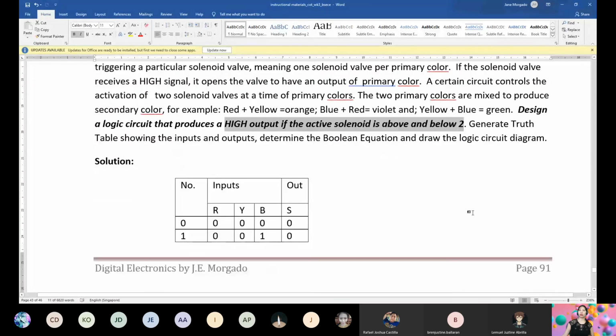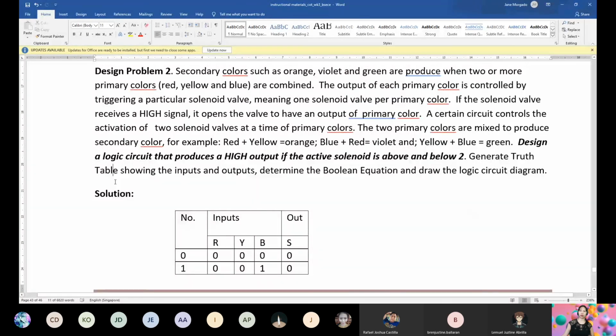Generate the truth table showing the inputs and outputs, determine the Boolean equation, draw the logic circuit diagram. So take note, we have no don't care here. Di ba? Kasi importante yung, ayan, parang no gray area. Okay.